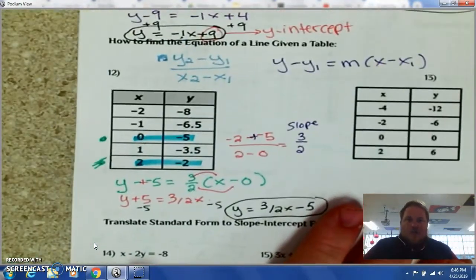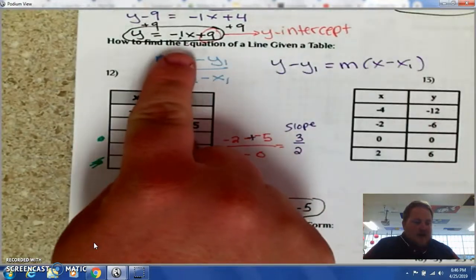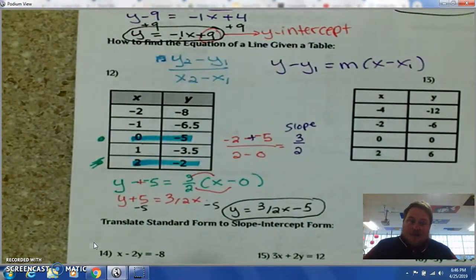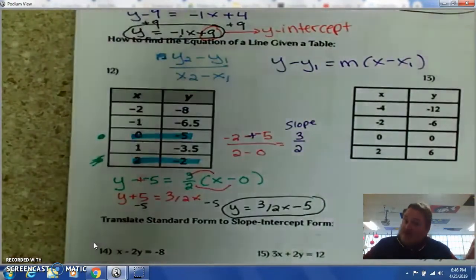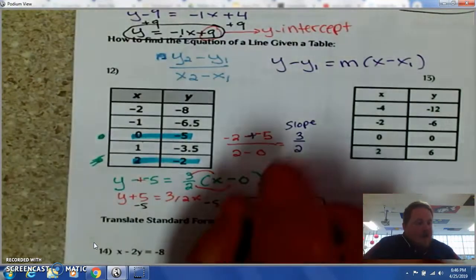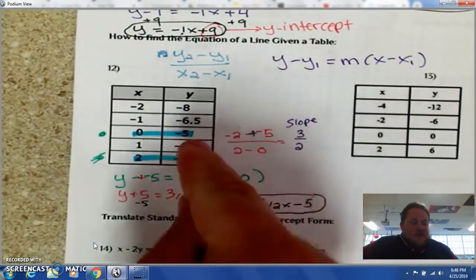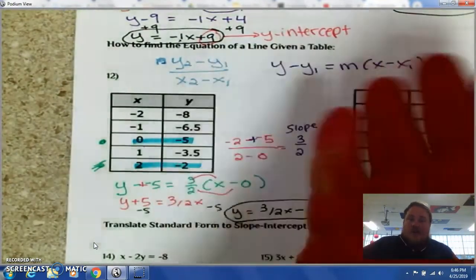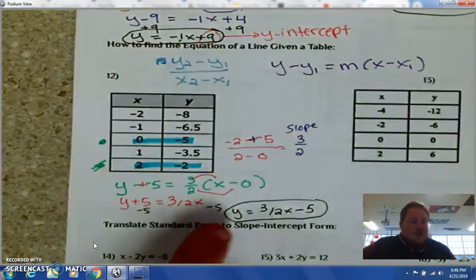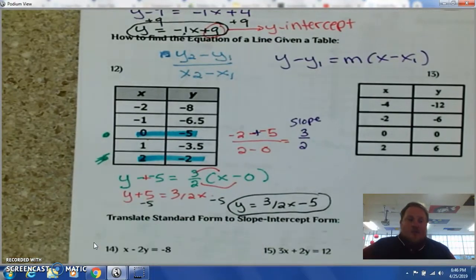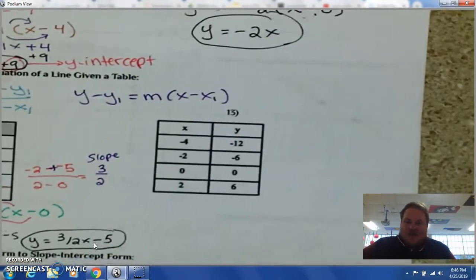Last, how do you find the equation of a line given a table? That's where we left off. We first found the slope by selecting any 2 points on the table. It's up to you. Then we took one of those points and the slope that we got and put them in the point-slope formula. Any point that you use is still going to give you that line. So number 10, I'm going to select 2 points.